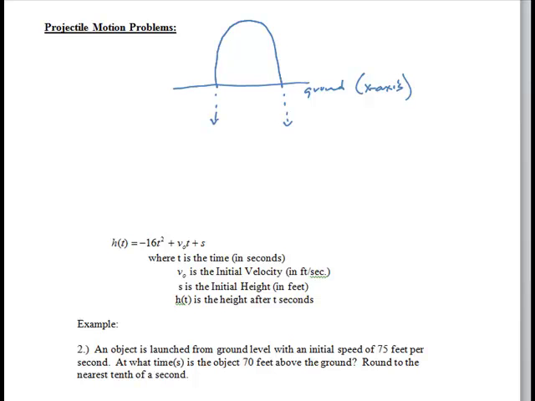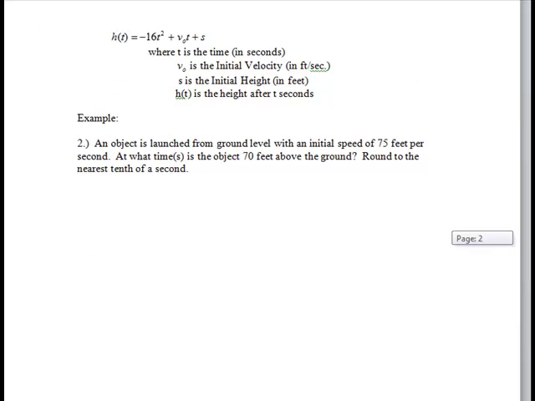In order to solve a projectile motion problem, you have to know the basic formula: h of t is equal to negative 16t squared plus v sub 0 t plus s. In other words, this basic function has four unknown values. t represents time in seconds after the object is launched. v sub 0 is the initial velocity, the initial speed at which the object is launched. s is the initial height where it's launched from. And h of t is the height after t seconds. So this function has four unknown values, and we're only allowed to solve for one, which means we have to substitute in values for three of the four.